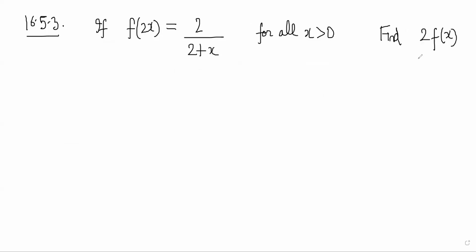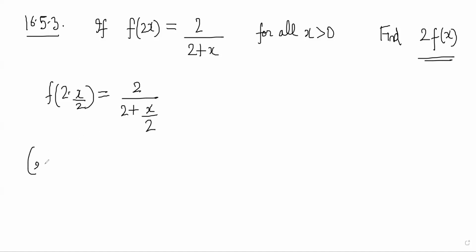So what I did, I plugged in f of 2 times x over 2 is equal to 2 over 2 plus x over 2. And then I solved that to get f of x is equal to 4 over 4 plus x, which then if you multiply that by 2, you get that 2f of x is equal to 8 over 4 plus x.